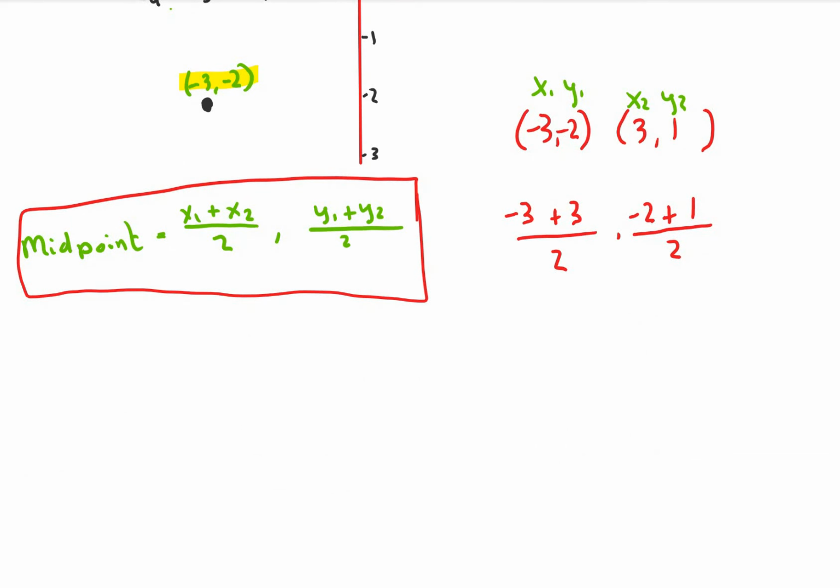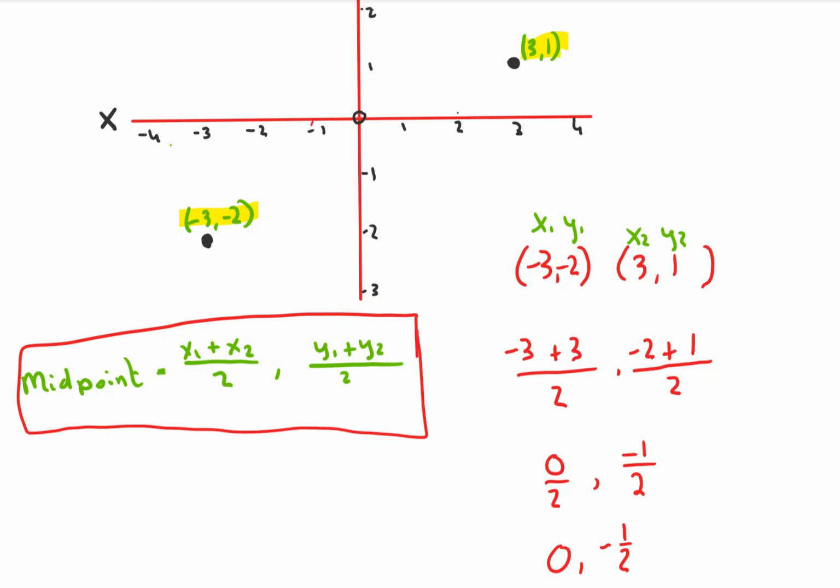So be careful now with your signs. Minus 3 and 3 is 0 over 2. Minus 2 and 1 is minus 1, and that's over 2. So 0 over 2 is 0, and minus 1 over 2 is minus a half. So where is that? 0, minus a half is here. So there's the midpoint.